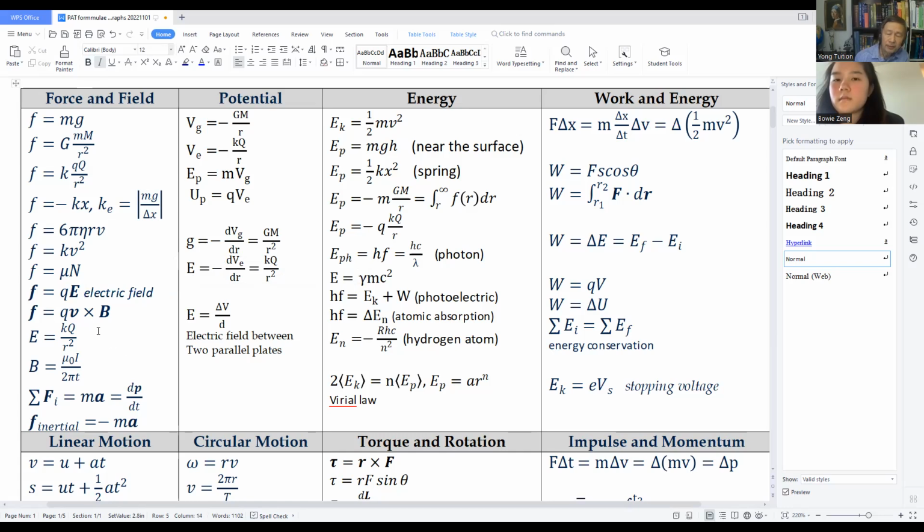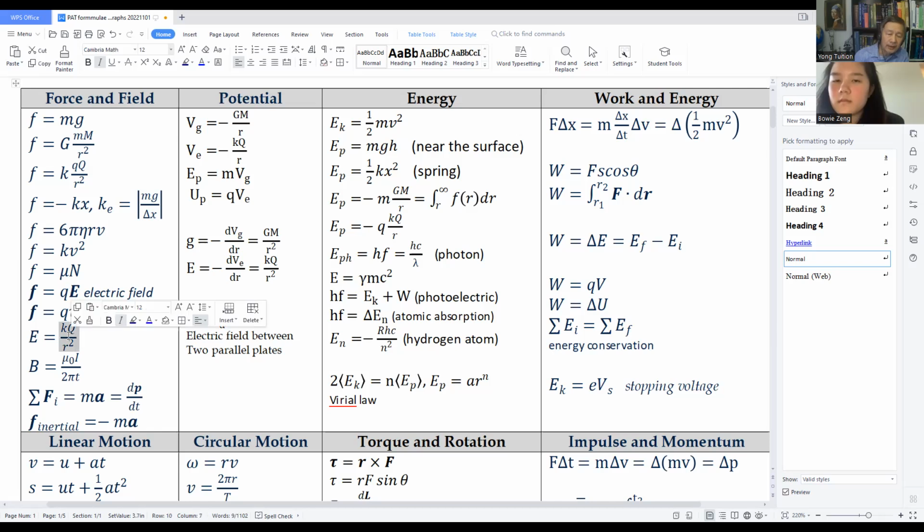Basically, if you put a charge in the electrical field, the force is just the product of the charge and E. And if you put a moving charge in the magnetic field, you have to use the right-hand rule, in which the force is always perpendicular to the field. That ends up with a circular motion, right?